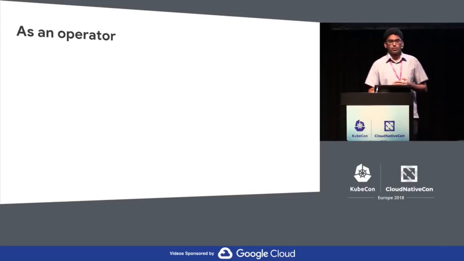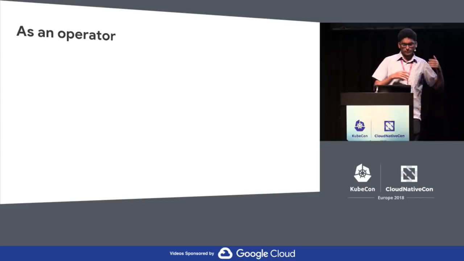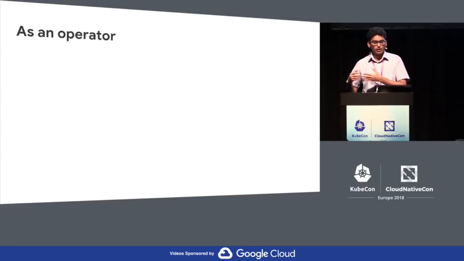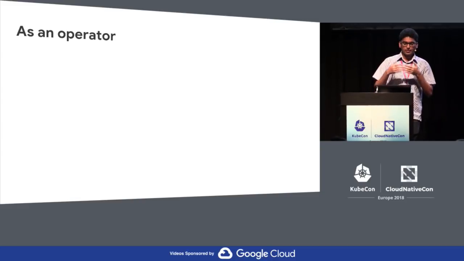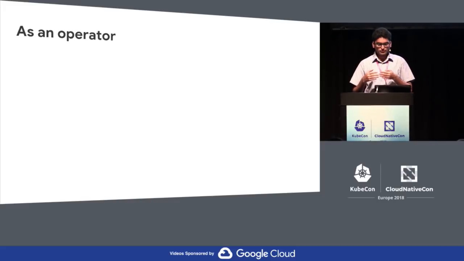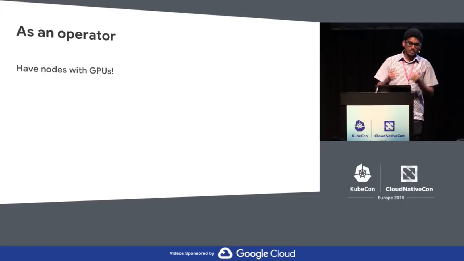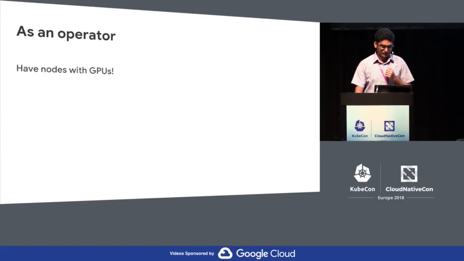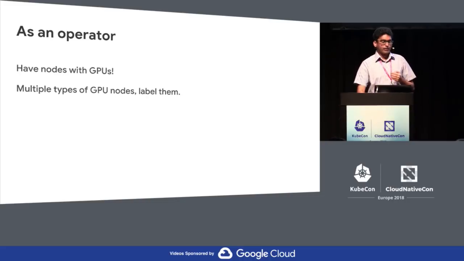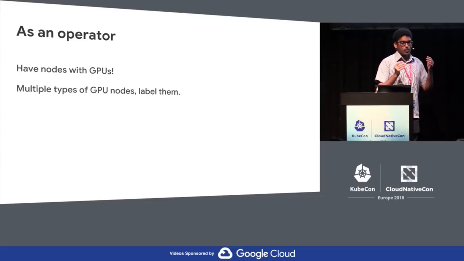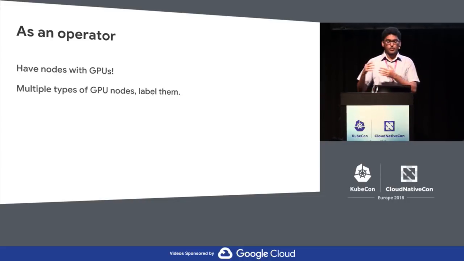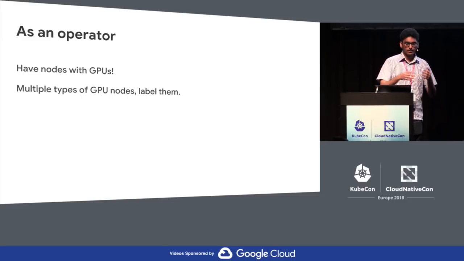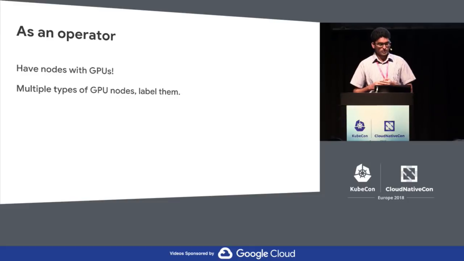OK, so we learned about what we need to do as a user. What do you need to do as a cluster operator to create a functioning GPU cluster? First of all, you need to have nodes with GPUs. These things are very expensive. And as I said before, if you have multiple types of GPU nodes, you should label them so that your users can target a particular type of GPU.